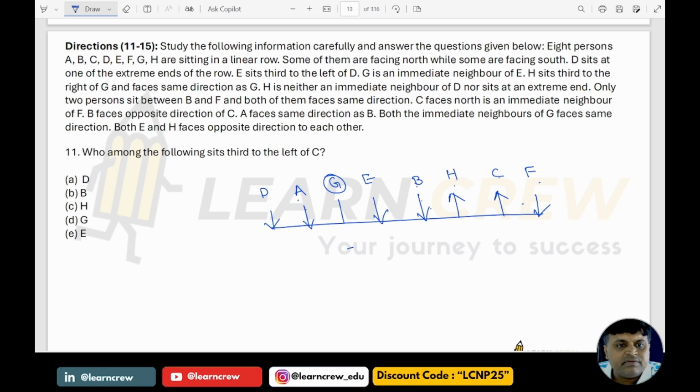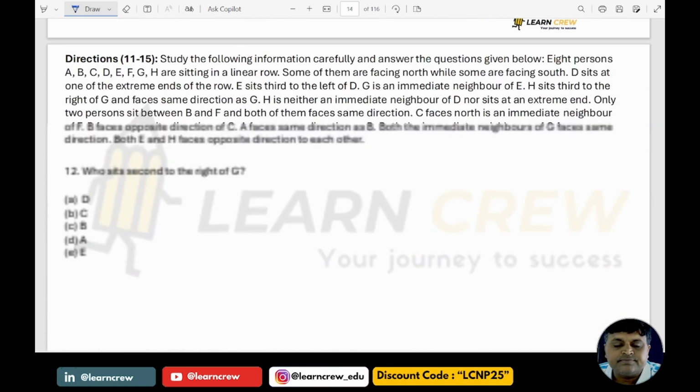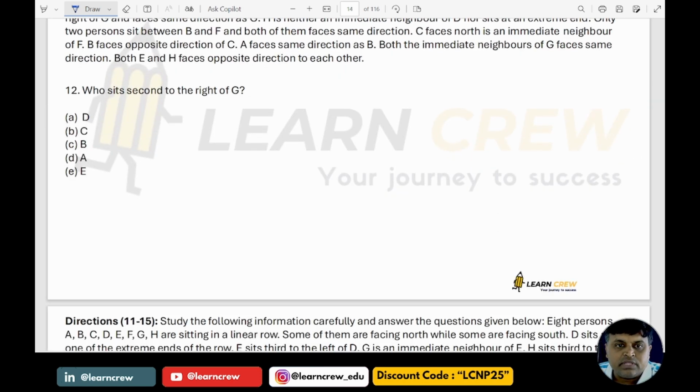Now question number 11, if you see what is given here, I have given south because B and F face same direction. Okay, who among the following is third to left of C? Third to left of C is first, second and third, it is E. Next, who sits second to the right of G? Second to the right of G is B.